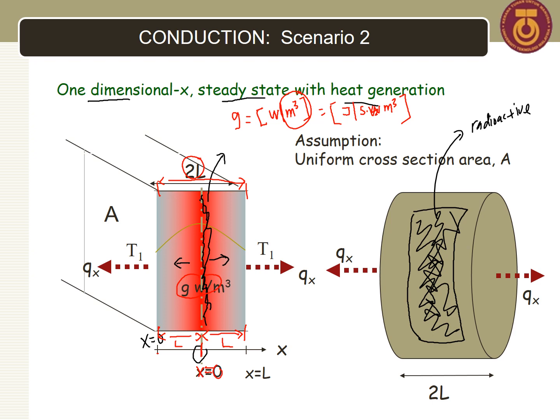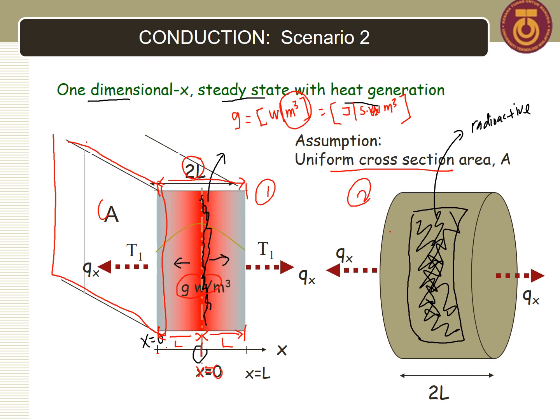Another assumption is we assume the object has uniform cross-sectional area. So you can see now we have two objects here, 1 and 2. Object 1, the cross-sectional area is a rectangle, and you can see when x changes, A remains constant. Same goes for this cylindrical object.